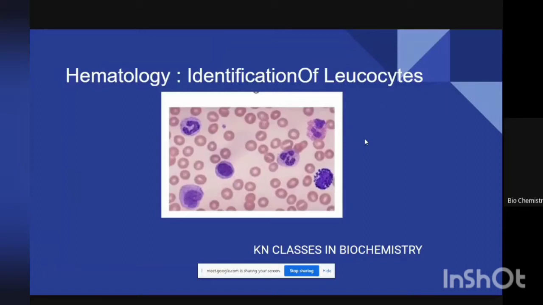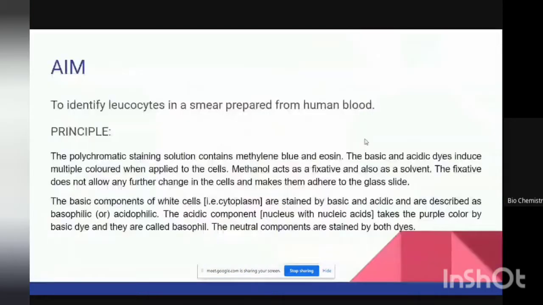So identification of leukocytes is an important part in hematology, and let us see how to proceed with the identification of leukocytes. The aim of the experiment is to identify leukocytes in a smear prepared from human blood. The principle behind the experiment is that the polychromatic staining solution contains methylene blue and eosin. The basic and acidic dyes induce multiple colors when applied to the cells.